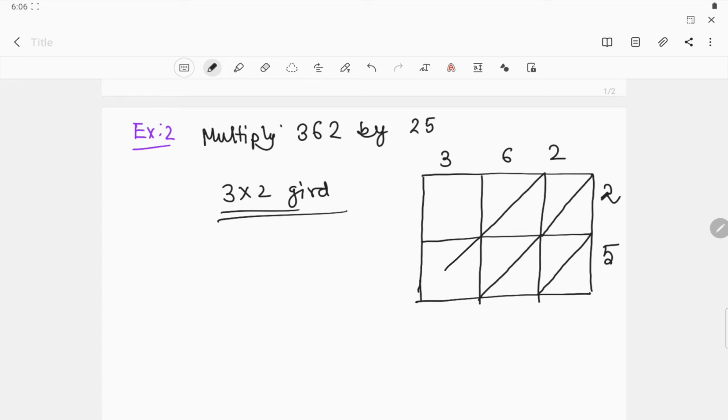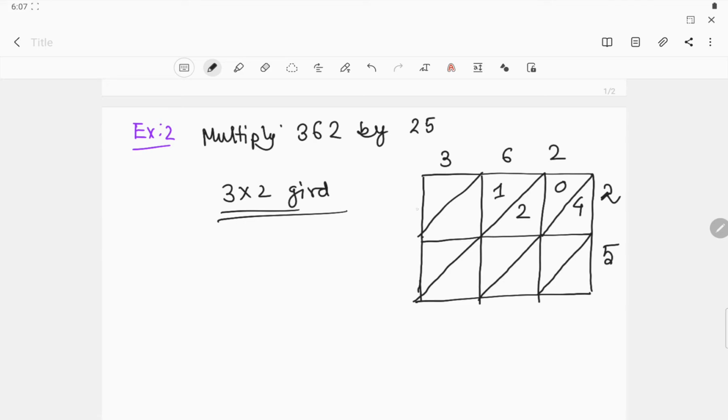Okay, I have drawn also. Draw the diagonals in the small square boxes. So I have drawn them in each square box. Now you have to start the multiplication. So 2 2s are 4, that means 0 4. 2 6s are 12. So now in the upper portion it will be 1 and the lower portion it will be 2.